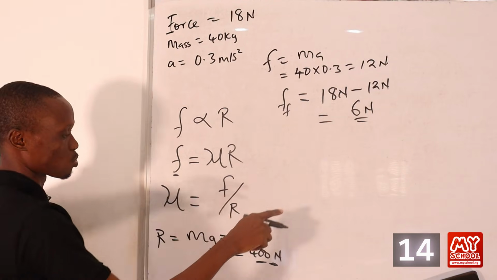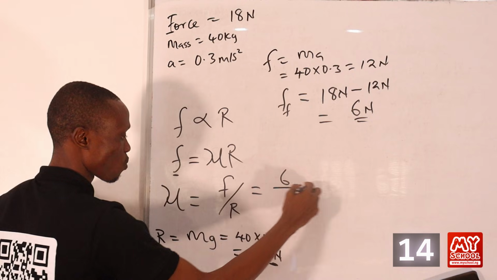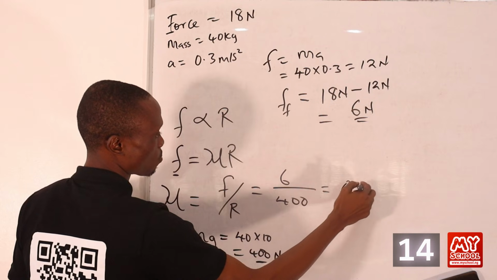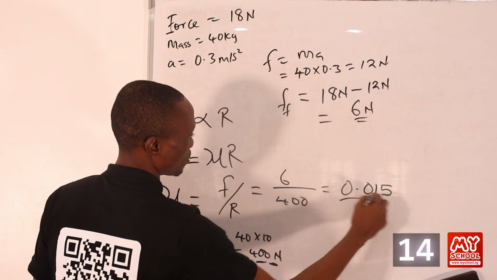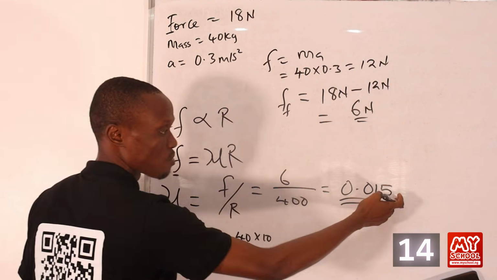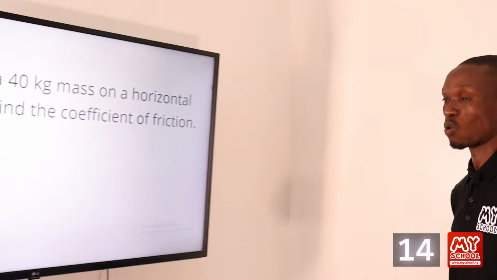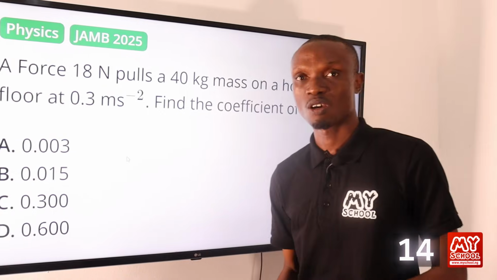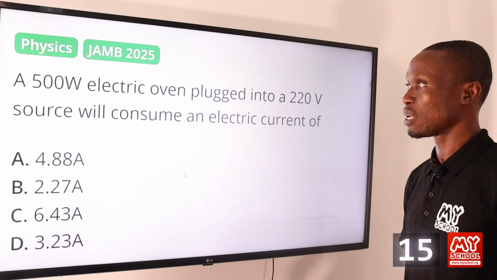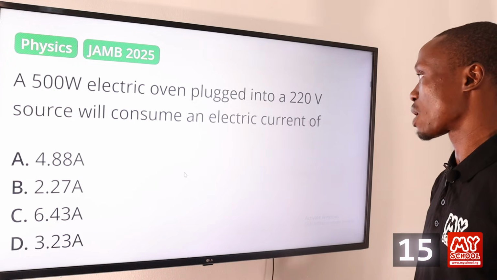So from here, we can just substitute and get our answer. So here we have 6, that is from this formula, so we have 6 all over 400. So 6 divided by 400 equals 0.015. Now remember, mu or coefficient of friction is just a ratio, so it does not have any unit. So let's return to the screen to pick the correct answer to this question, and that is option B, 0.015.